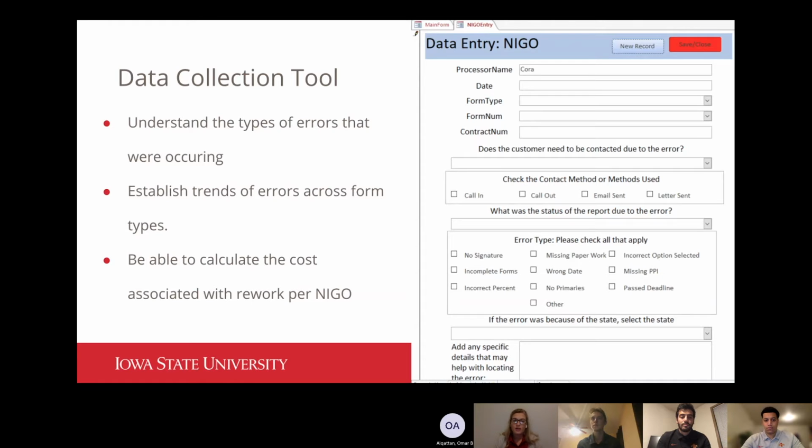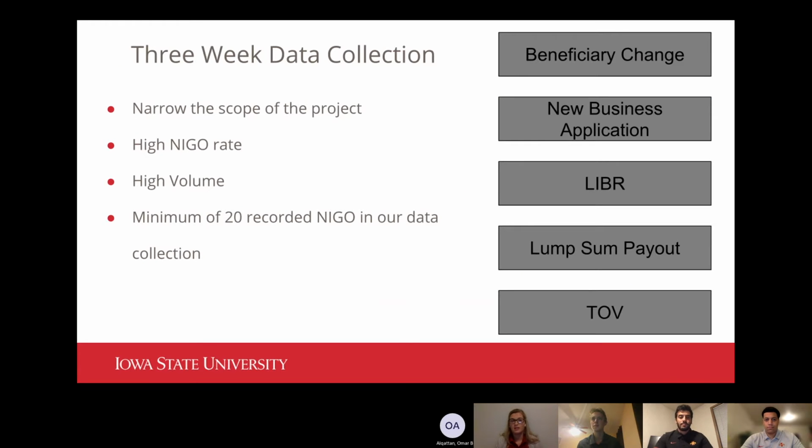So to begin our process, we started a data collection tool. We made a Microsoft Access program with a friendly user interface to collect NIGO rates. This helped us to understand the types of errors that were occurring, establish trends of errors across form types, and be able to calculate the costs associated with rework per NIGO. We were able to get 3 weeks of accurate data collection.